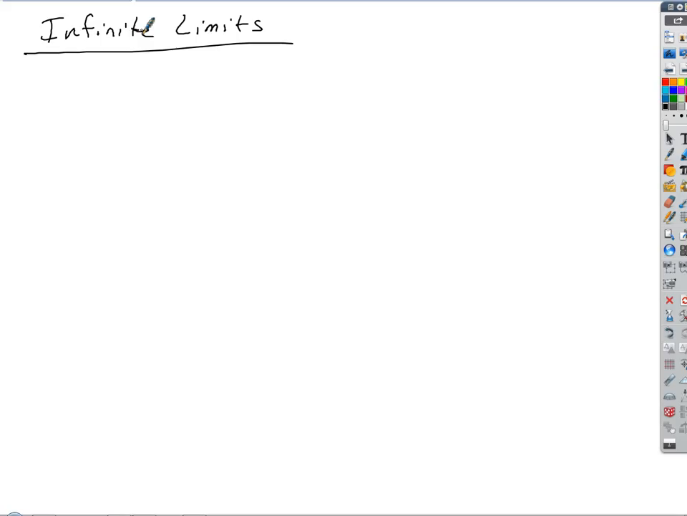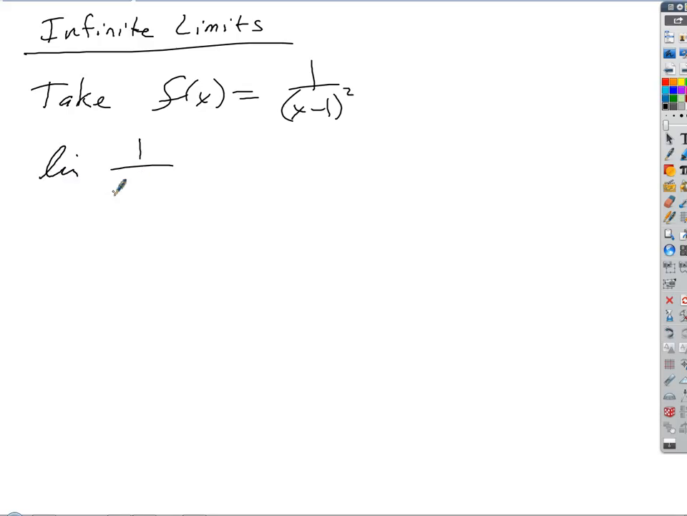Okay, so I'm going to start this off with something. We'll look at a practical example. Let's take the function f of x equals 1 over x minus 1 squared. Okay? So if I want to, for example, take a limit of this, if we want to take the limit of f of x as x approaches 1, well, what do we get?